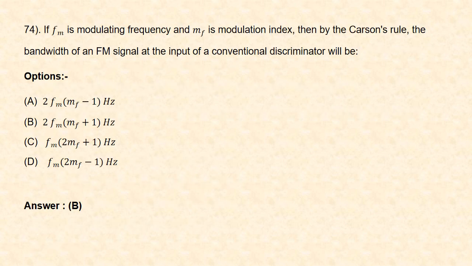Next, if fm is the modulating frequency and mf is the modulation index, then by Carson's rule, the bandwidth of an FM signal at the input of a conventional discriminator will be 2 fm (mf + 1) Hertz. So option B is the correct answer.